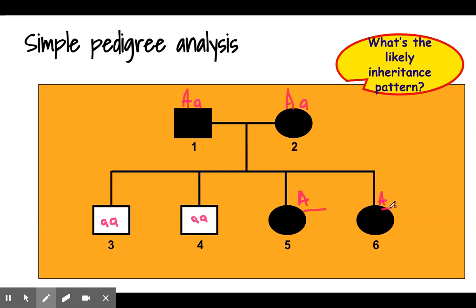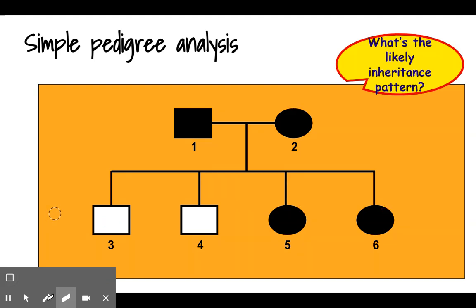Now, the reason why it cannot be autosomal recessive: if I gave them both little a and you do the Punnett square on that, then all of their children would be shaded. Because they're not, we have to go back and think, well, what's the alternative? And in that instance, it would be the dominant trait.